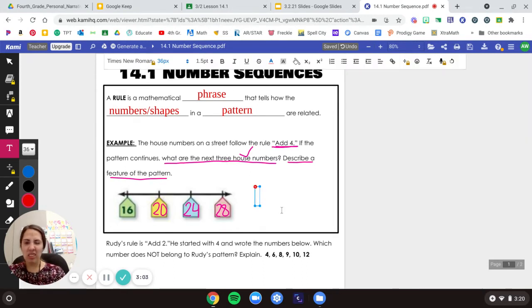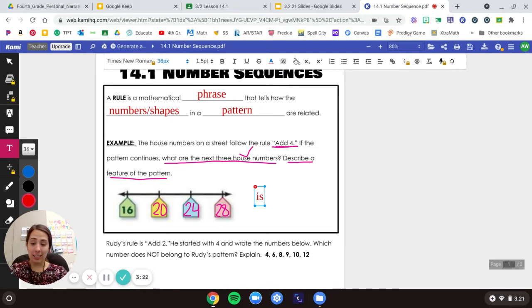But we also need to describe a feature of the pattern. That just means, what do you notice in it? Be as specific as we can. Don't just tell me there are 4 numbers. What about the numbers? How are they related to each other? And don't tell me they go up by 4, because we know that from the rule. What do you notice is happening to the numbers?